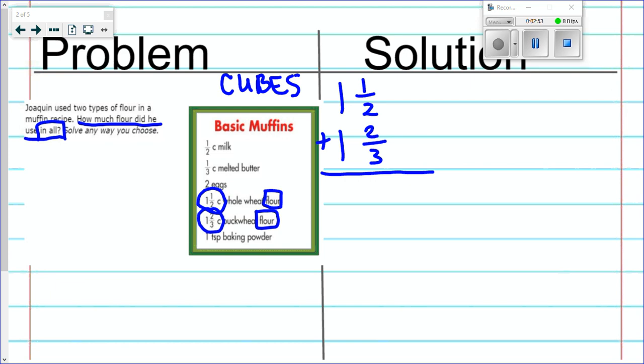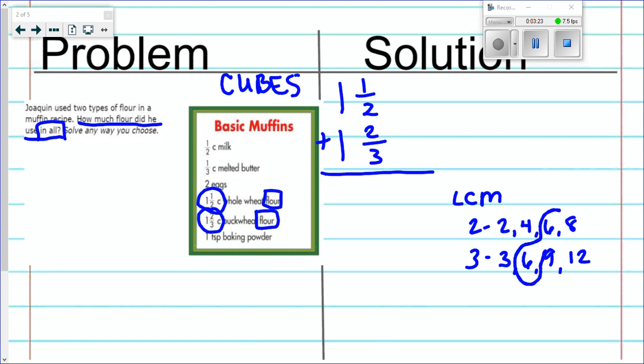So I like to think about that by finding my least common multiple to be my common denominator. So I'm going to list out some multiples of 2 and multiples of 3. Multiples of 2 are 2, 4, 6, 8, and I could go on and on. I'm going to stop there. Multiples of 3 are 3, 6, 9, and 12. And when I'm looking for least common multiple, I'm looking for the number that they both share that's the smallest. And in this case, that is the number 6. So that will become my new denominator.